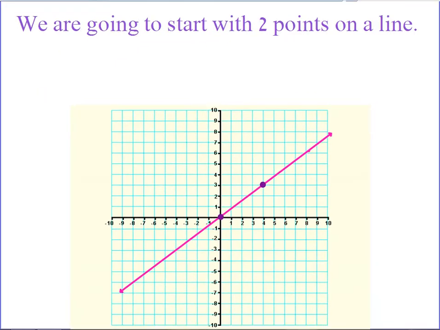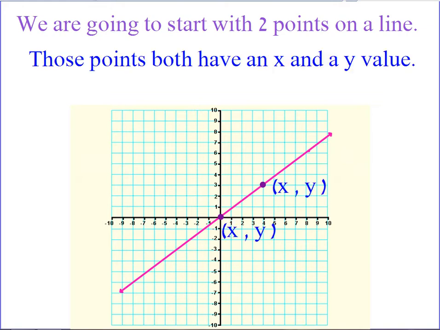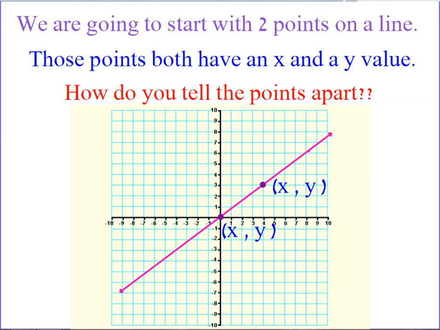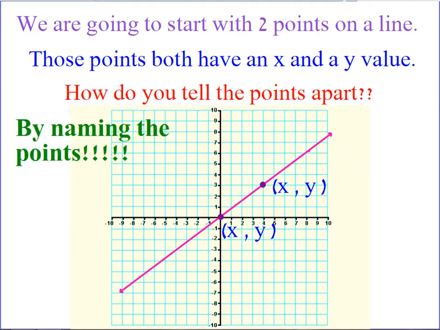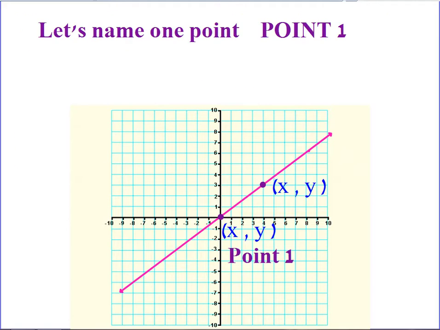We're going to start by putting 2 points on a line. We've got our line, we've got our 2 points. Both of those points have an x value and a y value. So how am I going to tell the 2 points apart? I can't have 2 different values for x and 2 different values for y. That wouldn't really make sense. So we're going to name the points.